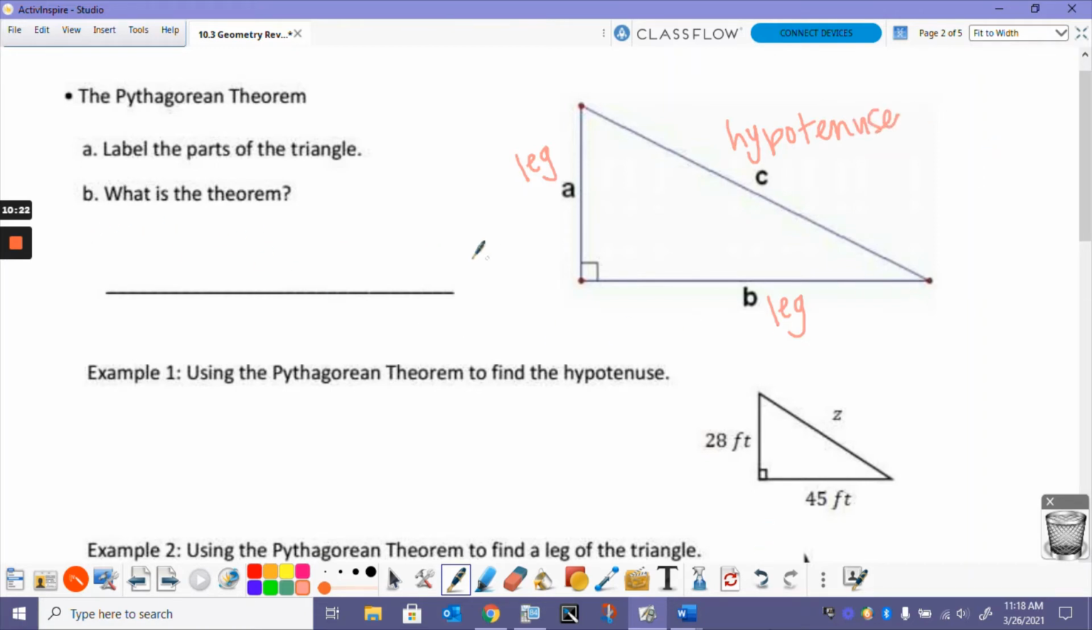All right, and what is the theorem? This is the easiest one to remember. A squared plus B squared equals C squared. Easy enough, right? So it's important, we have this labeled over here as A and B, but A squared and B squared are going to be our smaller sides. And C squared is going to be our larger side, our hypotenuse.